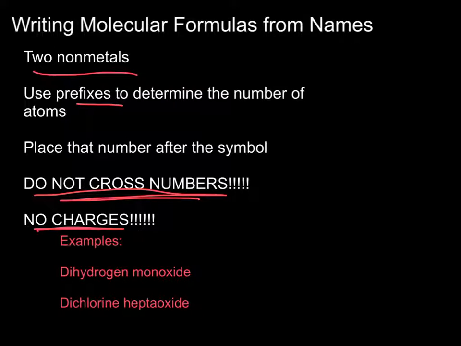We're simply using the prefix to help us figure out how many atoms there are for each element. So for example, dihydrogen monoxide, the di tells me there are two hydrogens, so I write H2. Monoxide, the mono tells me there's one oxygen, so it's O. So my formula is H2O. Remember that these compounds all end in IDE.